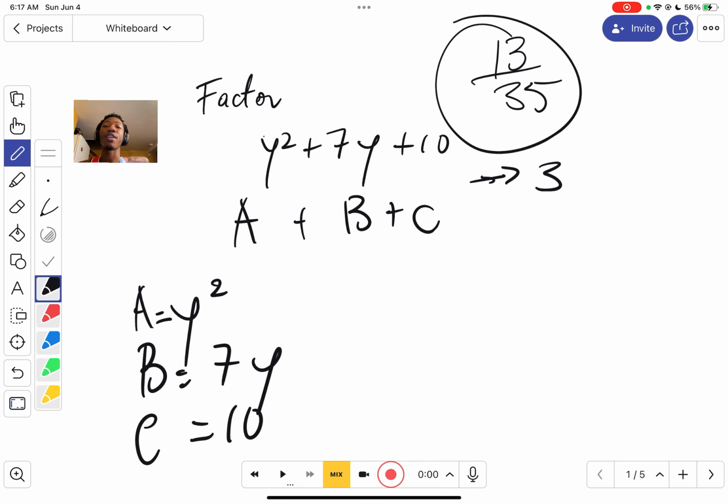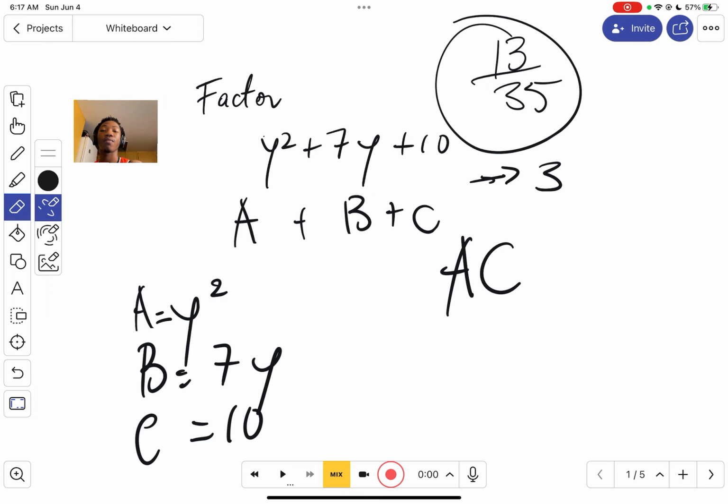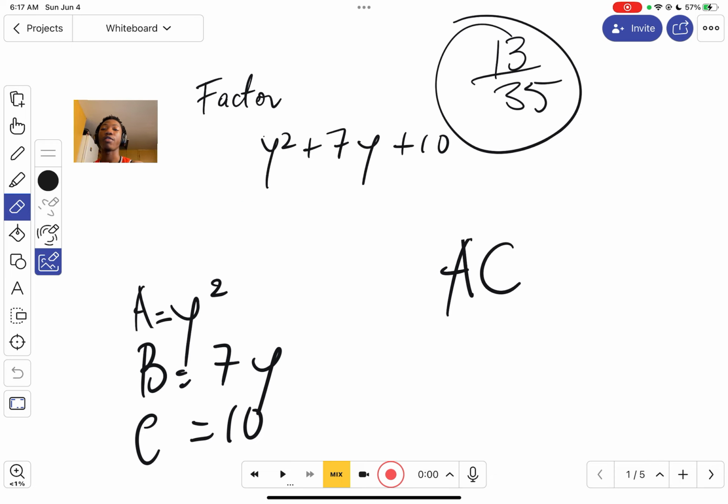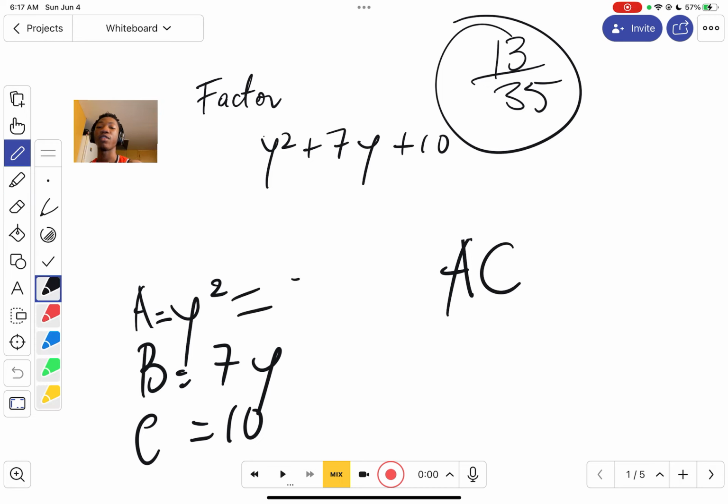So for the AC method, we're gonna try to find all your terms: what's A, what's B, and what's C. So you already found everything. A is y squared. Y squared is by itself, doesn't have any number, so it's a 1. There is an invisible 1 in front of y squared. B is 7 because there is a 7 in front of the y, and C is by itself, so it's a positive 10.